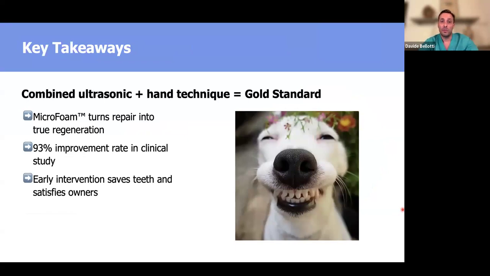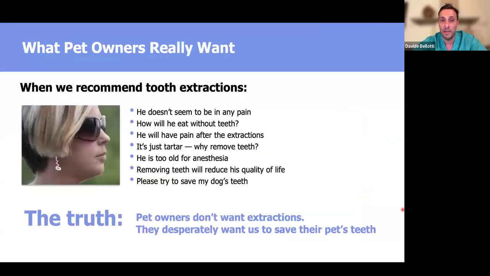So combined ultrasonic and hand technique are the gold standard for closed-root planing. But MicroFoam turns repair into true regeneration. We have a 93% improvement rate in the clinical study, and early intervention can save those teeth and satisfies the owner. So we know how the owners are.